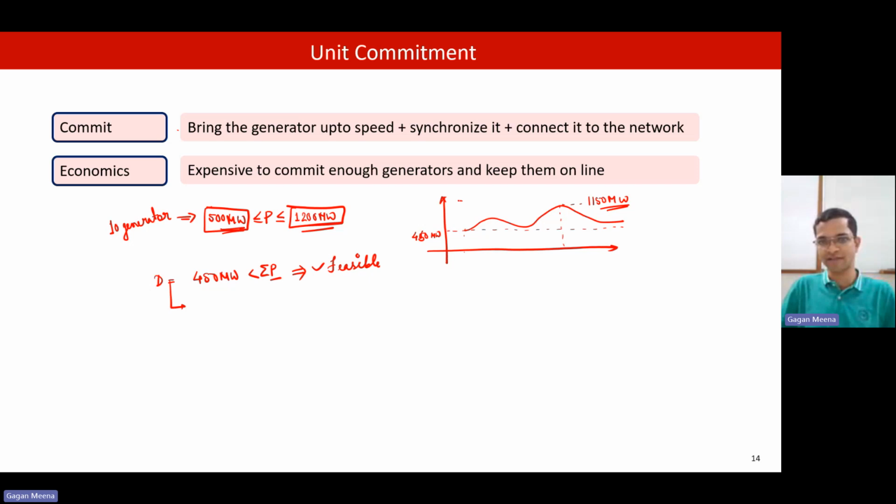Now, in between, this is a difference of 700 megawatts. If all the generators are kept on, they are synchronized, they are committed, but they are not generating. Although the generators are not generating, to be committed, to be synchronized, they need to maintain their operating temperature level so that whenever required they can generate. So maintaining that optimal temperature also requires cost. It entails cost.